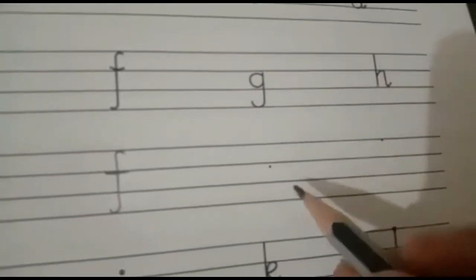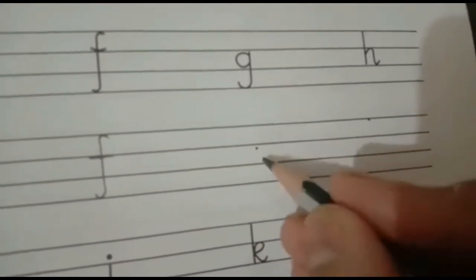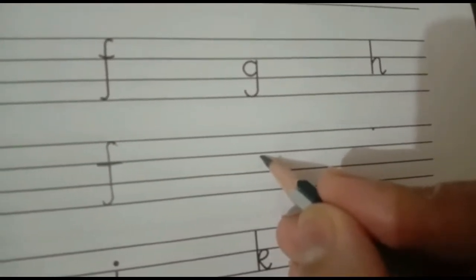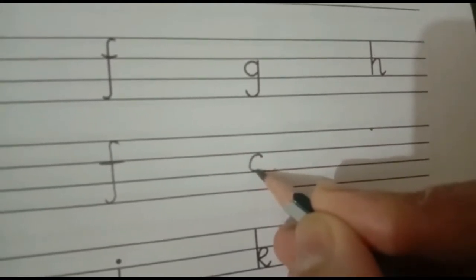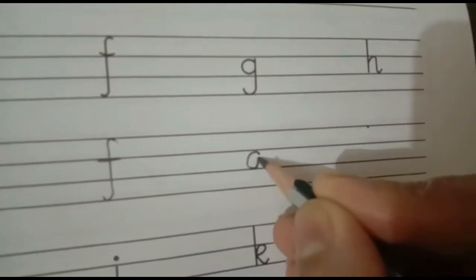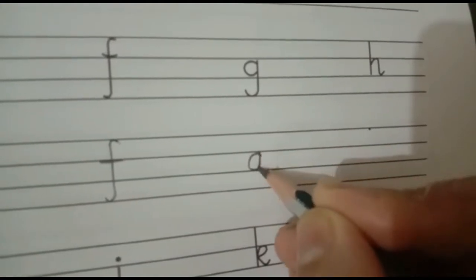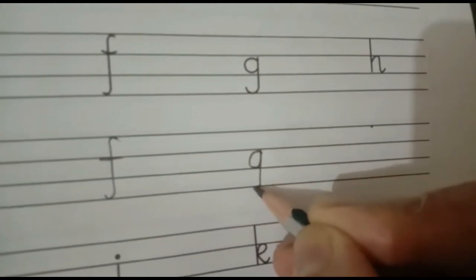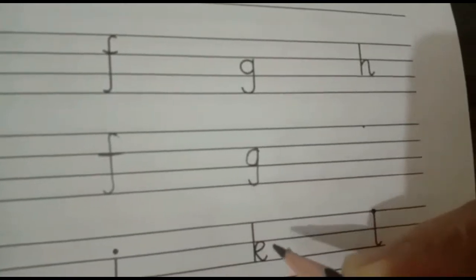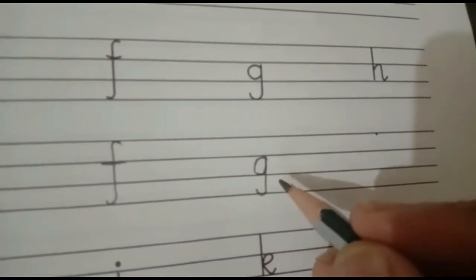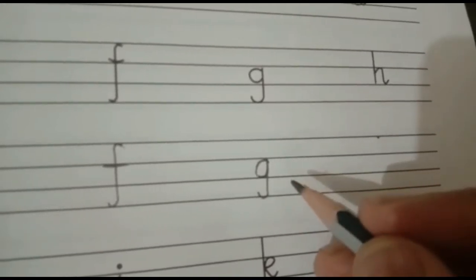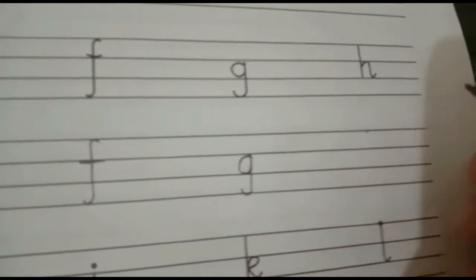Okay, next letter, what comes after letter F? Letter G. For lowercase g, first of all, you will make an anti-clockwise half circle like this. Now go up, come down, touch the lower line, and here you will make a little loop with it. Yes, this is lowercase g, and the sound of this letter is G.